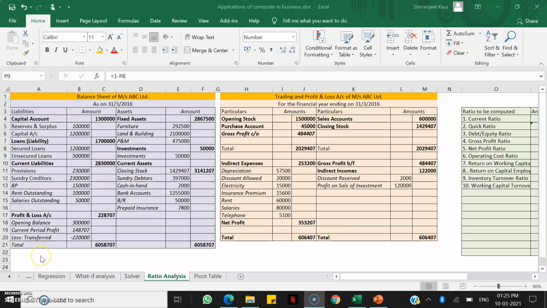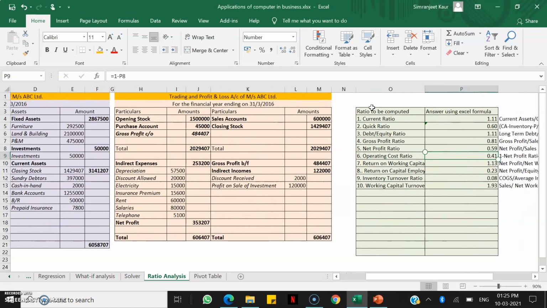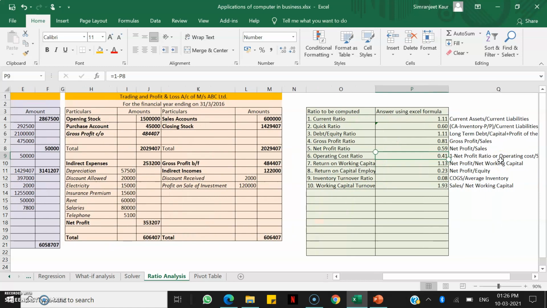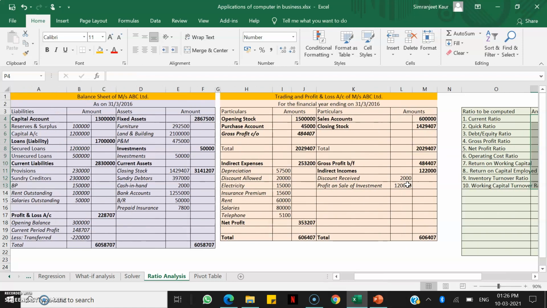Hi everyone. In this tutorial we are going to learn about ratio analysis. So here we have our balance sheet and trading and profit and loss account. And in this section I've written the ratios that are to be calculated, and I've written the formulas also. So this is for quick reference. I'll delete these values which are already calculated, and we can calculate it again.